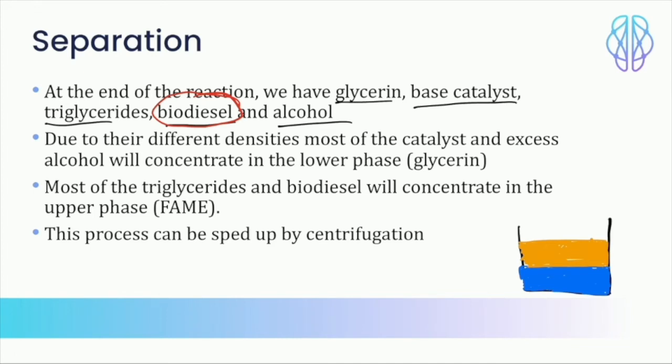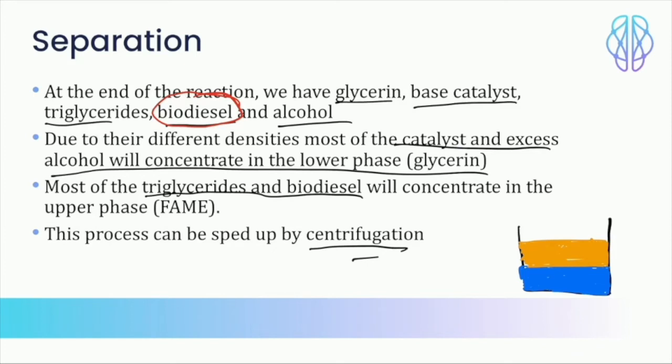In this separation process, you don't need to know too much detail, just know the basics of it. We rely on the differences in density. You can either let the mixture sit or centrifuge it to speed it up, but what actually happens is over time you get 2 layers, an upper layer and a lower layer. In the upper layer, you'll have mostly the triglycerides and the biodiesel. Think about oil floating to the top of water. And at the bottom, you have the catalyst, the excess alcohol, and the glycerin.